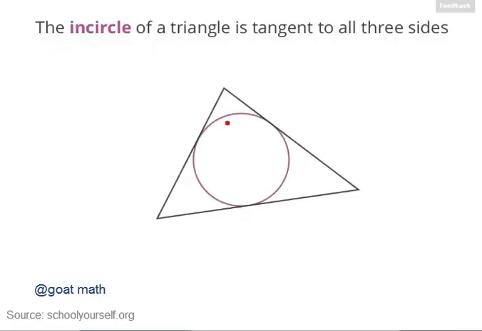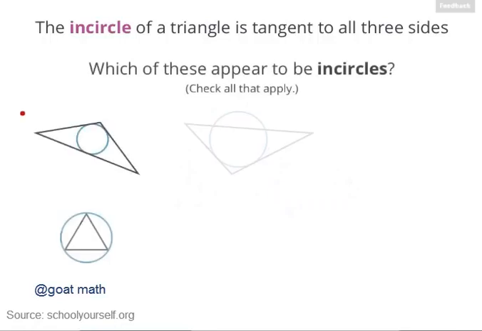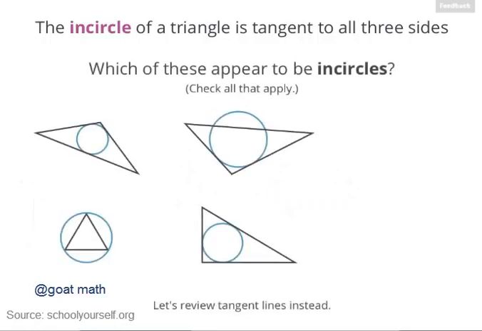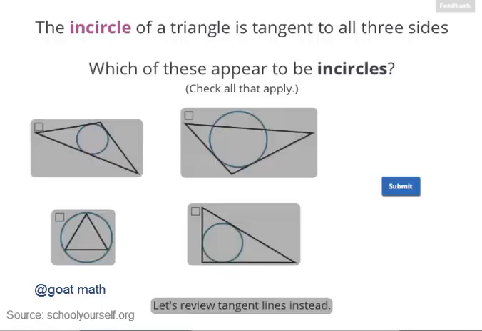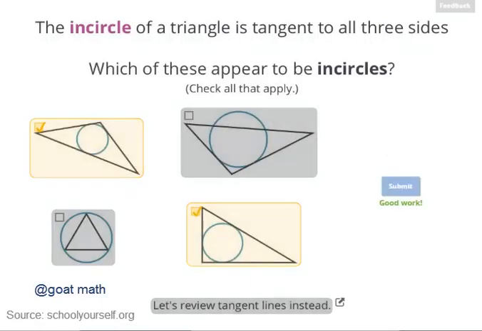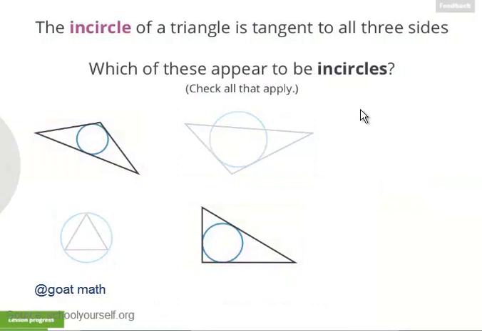An incircle is the largest circle you can draw inside a triangle, and as you can see, it's tangent to all three sides, touching each side at exactly one point. So next, take a look at these circles. Which of them appear to be incircles of their triangles? Right, these are examples of incircles.